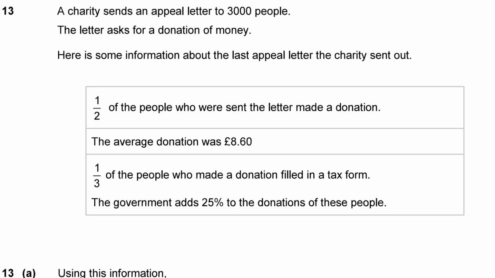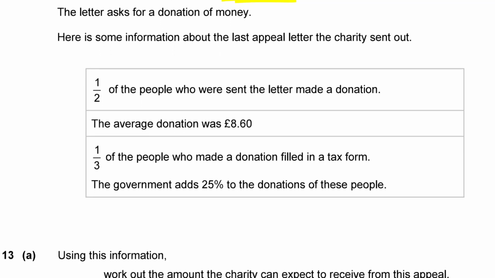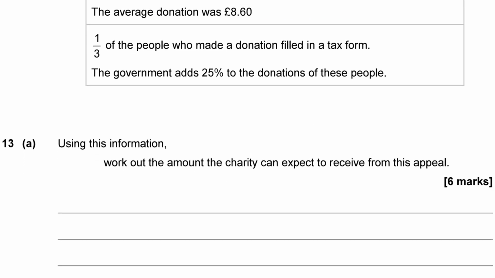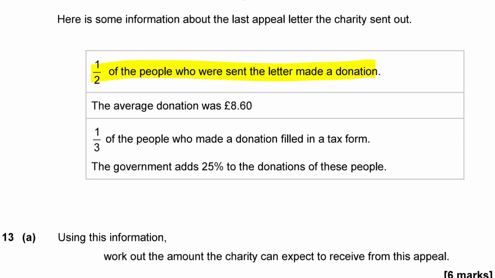Okay, so it sent it to 3,000 people, so that's important, isn't it? And we know that half of the people made a donation, so using that we can say the number of donations is going to be 3,000 times 1/2, which is 1,500. So they're going to be receiving around 1,500 donations. The average donation was £8.60, so we can use that.